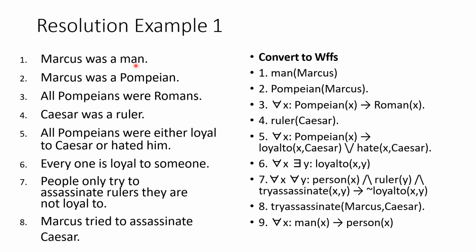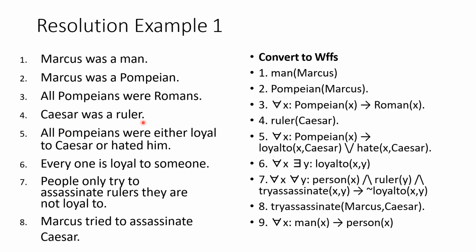So Marcus was a man. There Marcus is the subject and the property is being a man. So we can put man Marcus. Marcus was a Pompeian, similar to the first one, Pompeian Marcus. All Pompeians were Romans. There we use all. All means we have to use the universal quantifier. So for all x, if x is a Pompeian, then x is a Roman. So Roman x. If someone is Pompeian, then that person must be Roman.